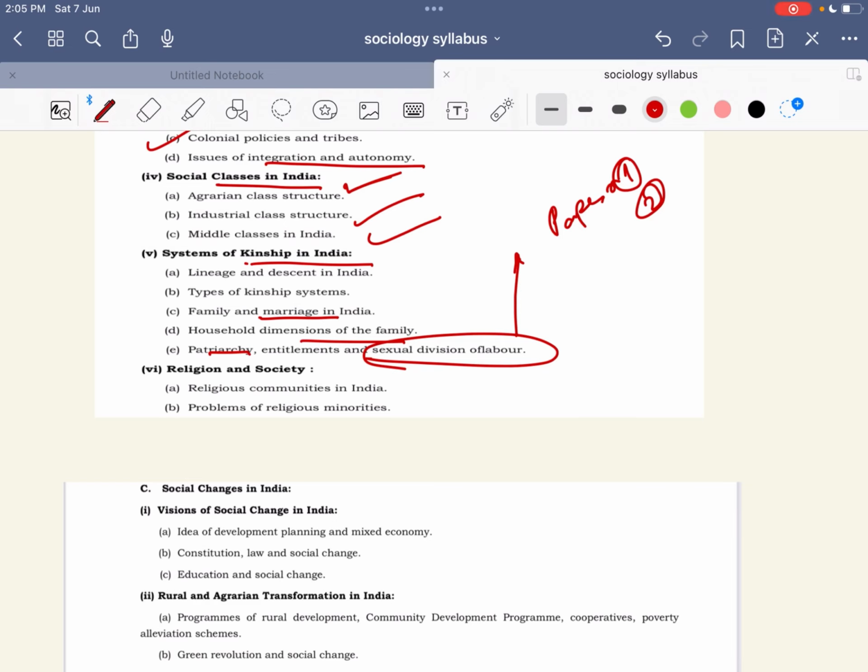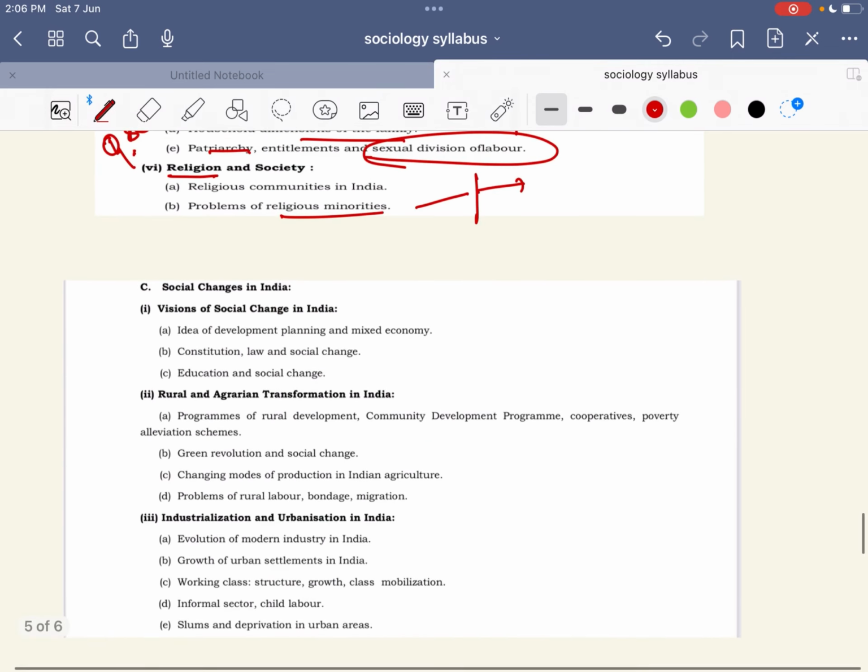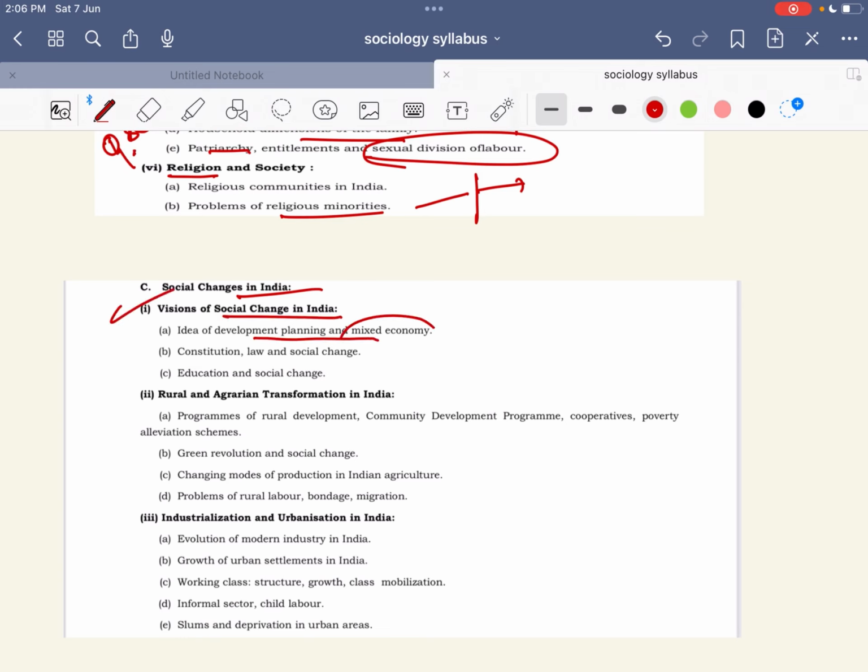Then there is religion and society. See, this is in paper 1 also and paper 2 also. Understand? Religious communities in India, problems of religious minorities. Okay, keep track in the newspaper if you come across any religious minority and their problems, make notes. Okay. Then there are social changes in India. Social change, you have seen that it is in paper 1 also and paper 2 also. And then there are visions of social change in India. Idea of development planning, mixed economy. Ours is a mixed economy.